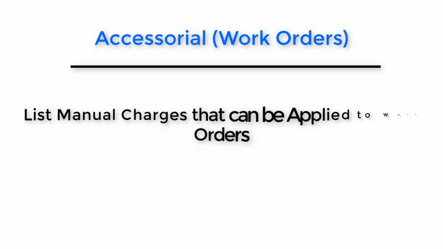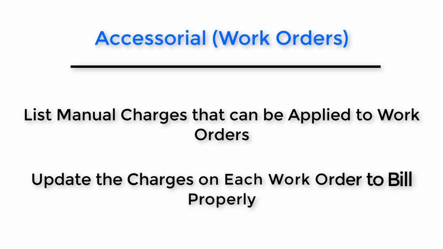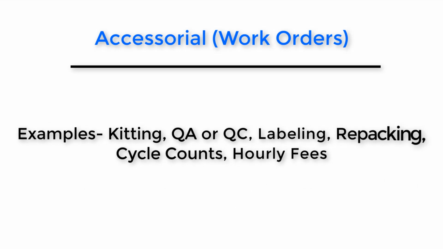Now for work orders, basically there's no industry standard here. Normally, it's a created list of manual charges that can be applied to work orders, and then update the charges on each work order to be billed properly. Examples of this are kitting, QA or QC, labeling, repacking, cycle counts, and hourly fees.